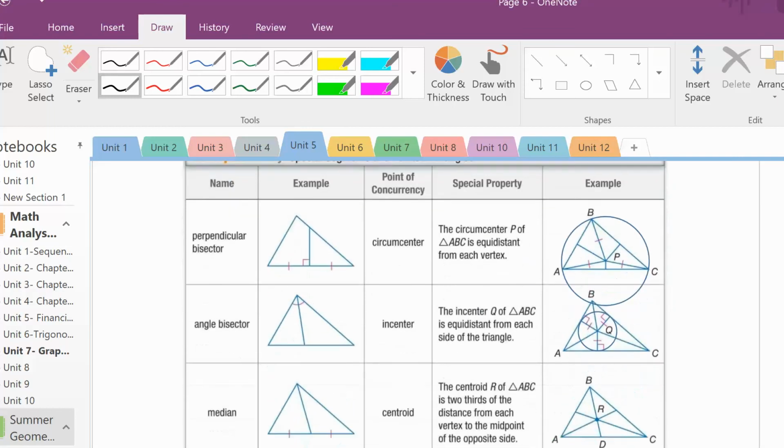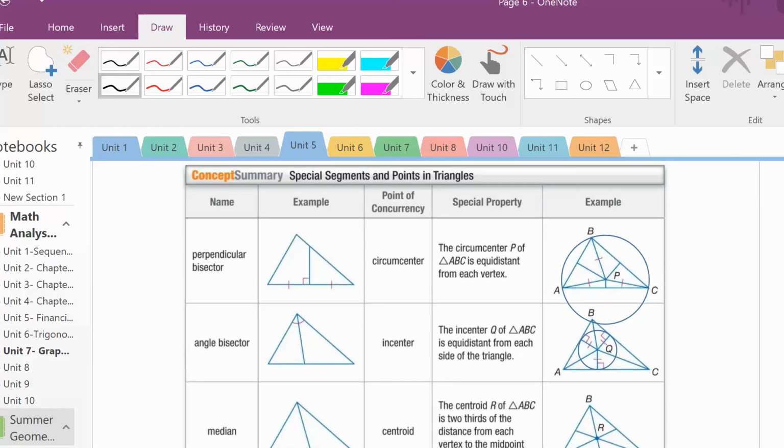All right, so to recap what we've talked about in the last two videos, the special segments: the perpendicular bisector is perpendicular to a side and divides it into two equal parts. Where all the perpendicular bisectors meet is called the circumcenter, and it's equidistant from the circumcenter to the vertices. An angle bisector is one that divides an angle into two equal parts. The intersection of all the angle bisectors in a triangle is what's called the incenter, and it's equidistant from each side of the triangle.